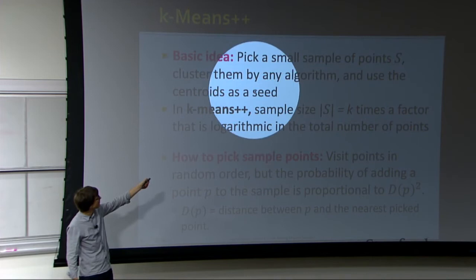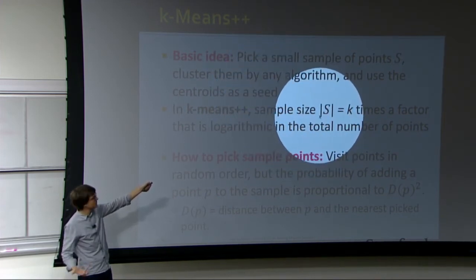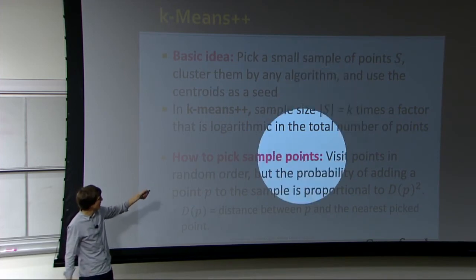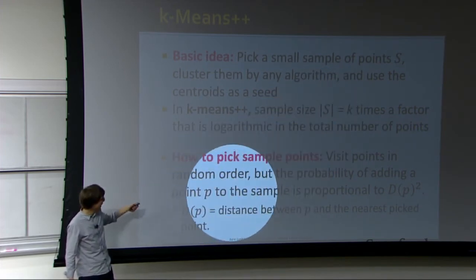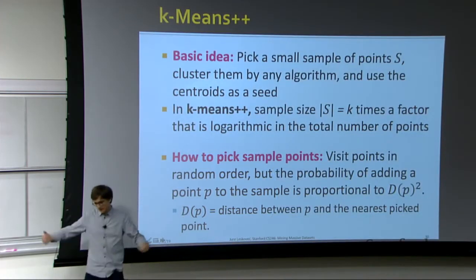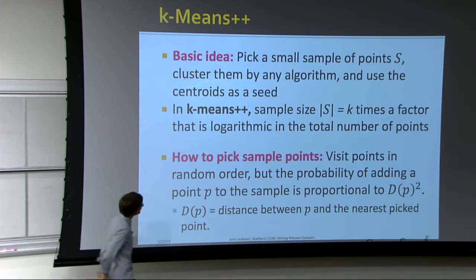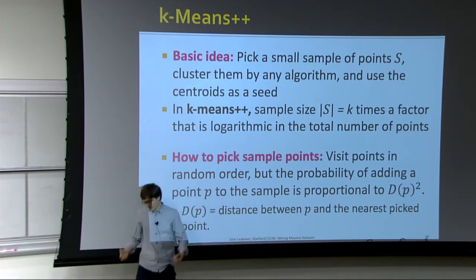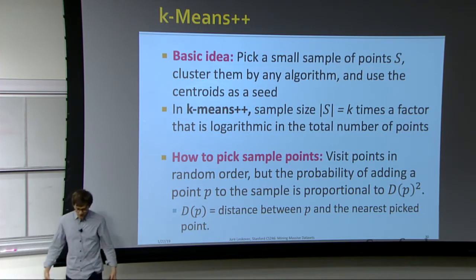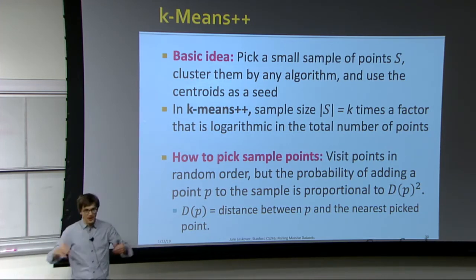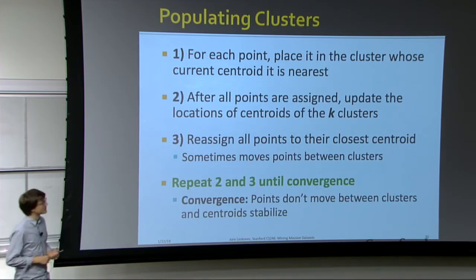When I create the sample, I need to make it size logarithmic in the amount of data, and this is the way I pick that sample. Again, I'm trying to pick points that are far away from what I have already picked. And now, this will give me the cluster centroids. So now that I have these centroids, I need to assign the rest of the data to these centroids. This is what is called populating clusters.